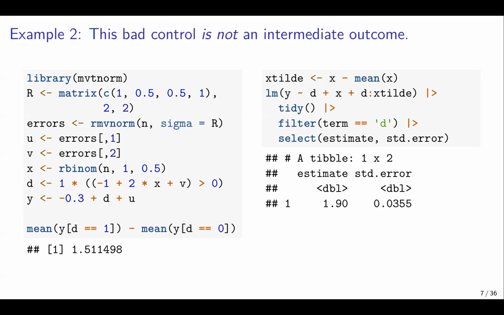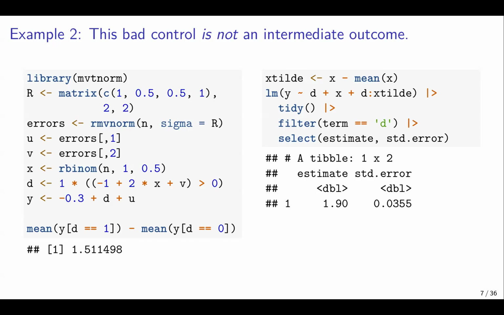Okay, so again, if we take the naive difference of means here, we're going to have the mean of y given that d is 1, minus the mean of y given that d is 0. If we take that difference, we get about 1.5. Now, that's the wrong answer. I should point out straight away.